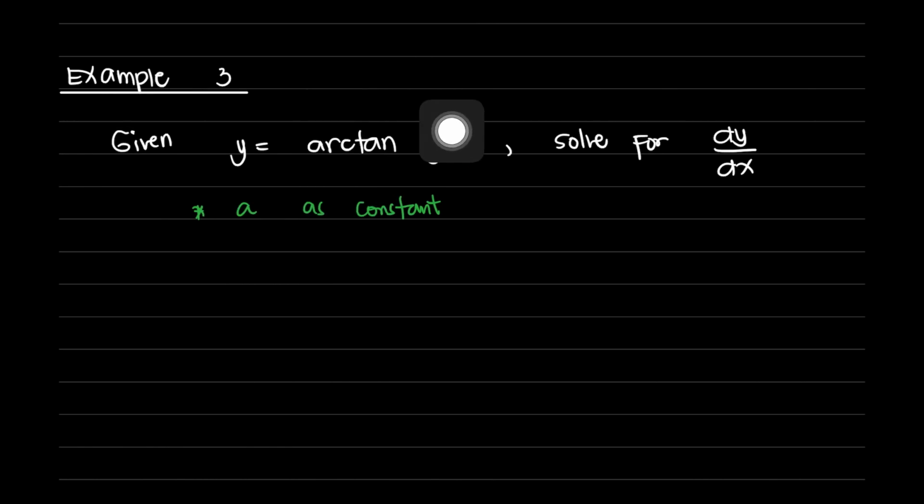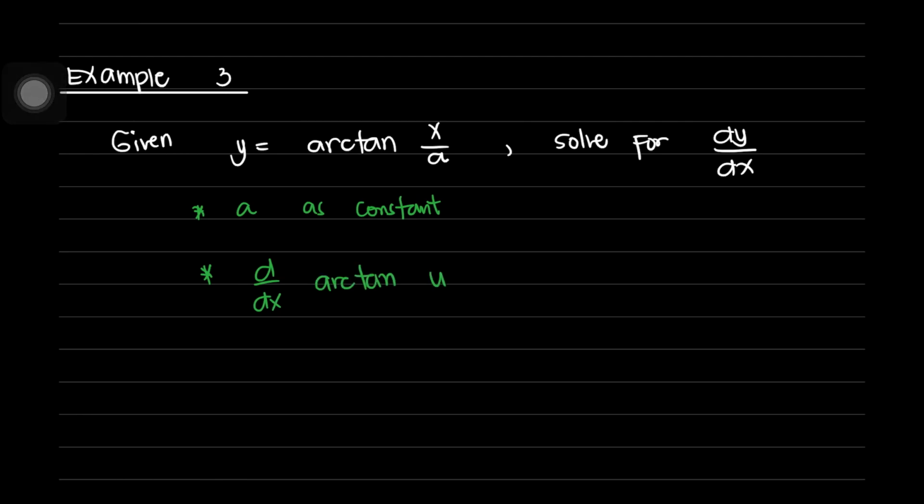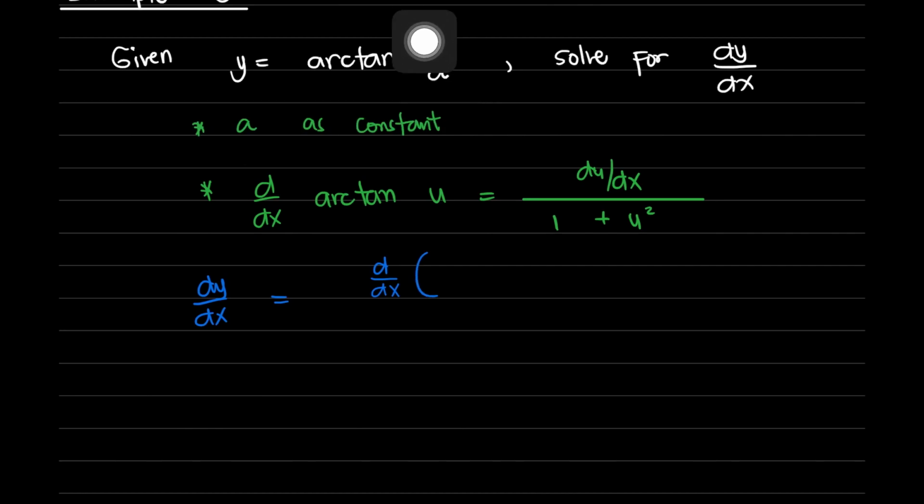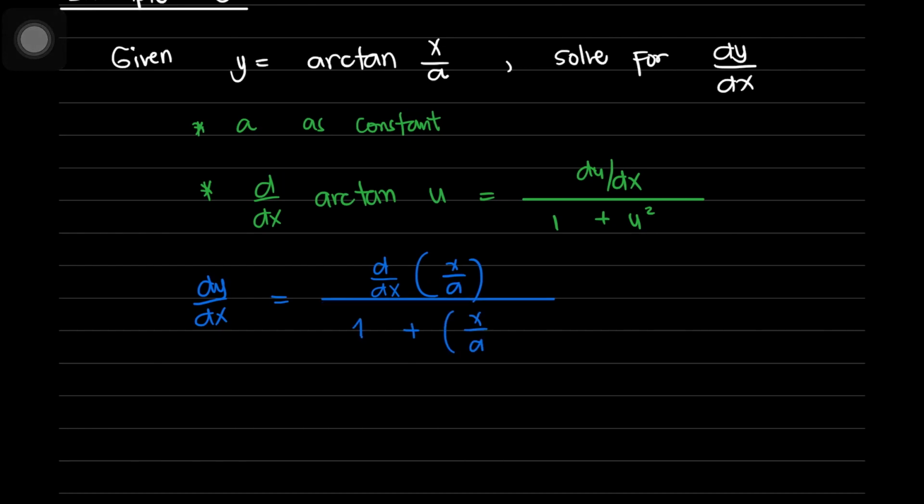And since this is in the form of arctangent of u, if we're going to write the formula here, the derivative with respect to x of arctangent of u is equal to du over dx all over 1 plus u squared. So if we're going to apply the formula, y prime or dy over dx is now equal to the derivative with respect to x of u, and u in here is x over a, so that would be the derivative of x over a all over 1 plus x over a quantity squared.